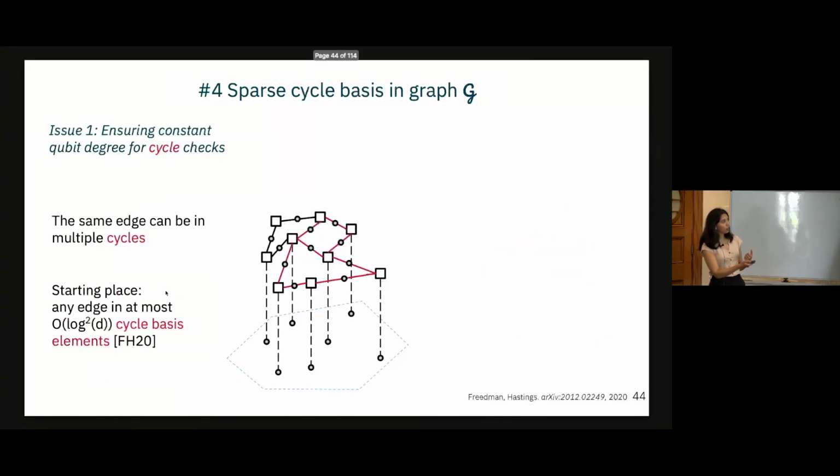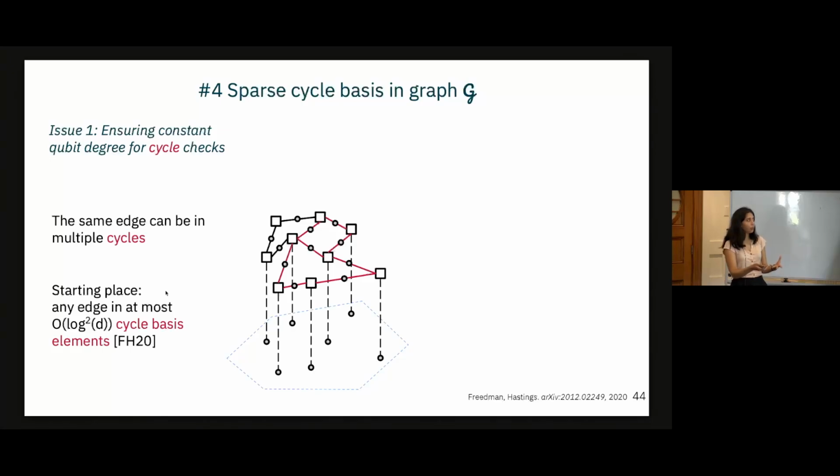Now, how do we make sure that the cycle basis stays sparse? There's a two-way constraint here. One is that we want every qubit to be in a constant number of cycles, and every cycle to involve a constant number of qubits, right? It's the same as the LDPC definition. The matrix should be sparse both row and column. So here, let's consider the qubit degree of cycles first. You can have the same edge in multiple cycles. Like over here, this orange edge in the middle is involved in 2 cycles. And let's say I don't want a qubit degree of 2. There is a starting point, which is that you can find a cycle basis.